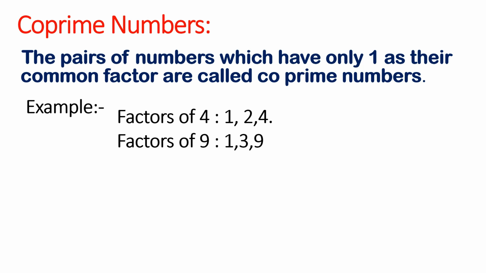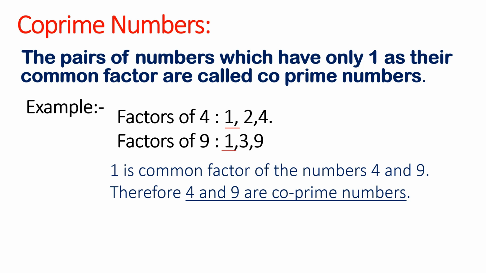Okay. Now from this, which is the common factor? The factor which is common in both the numbers, in 4 also and 9 also. Which is that common factor? 1 is the common factor. So 1 is the common factor of the numbers 4 and 9. Therefore, we say that 4 and 9 are co-prime numbers. Get it, you all? So 4 and 9 are co-prime numbers because they have only one factor in common, that is 1.